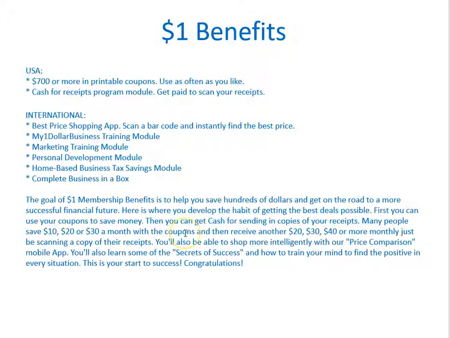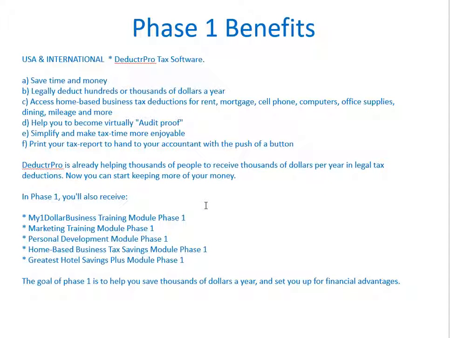Now, each of us purchase different things, so those levels are going to be different. There's no guarantee of what you're going to earn. This is just an example of what's possible to get back in savings with the $1 benefits. And remember, you're only paying $1 a month for this benefit package. So that's a great product for our $1 a month members. And then once you go into phase 1, this is the $10 level.